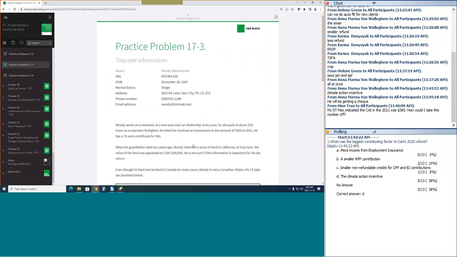Now we have Woody Waterbucket. Woody works as a mechanic at a new and used car dealership. He also puts in 250 hours as a volunteer firefighter, and he received an honorarium for 950.